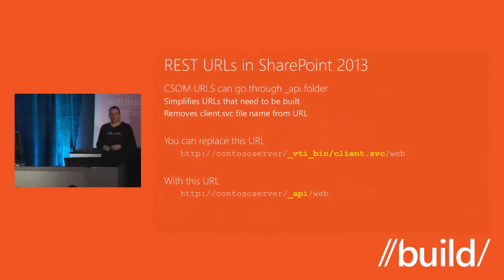So some key things for you guys that are doing new 2013 type of solutions: the client-side object model URLs, the calls themselves, are actually going through the new _api folder. So one of the things you can do is remove all your references if you're going to be upgrading an application from 2010 to 2013. You don't have to, but we suggest that you do, just for simplicity reasons. Use the new _api URL that's there.